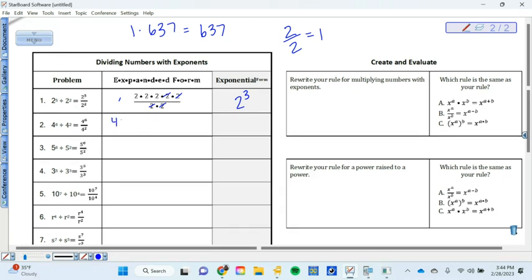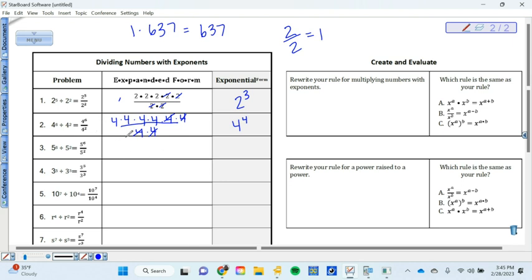Next one, I've got 4 to the 6th divided by 4 squared. So 4 to the 6th over 4 times 4. So I find a pair of 4s, find another pair of 4s, and yes, I have 4 4s left over, so that's 4 to the 4th. Does anyone see the shortcut? Subtract the exponents, numerator minus denominator.